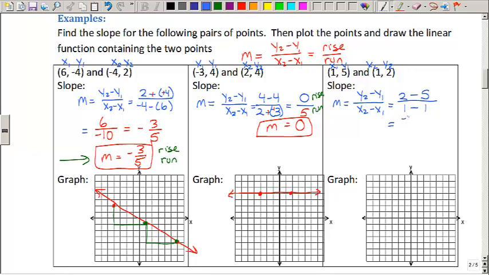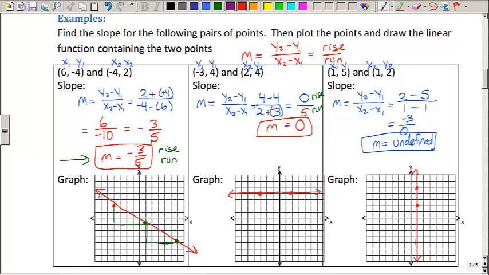2 minus 5 is a -3. 1 minus 1 is 0. -3 divided by 0 is an undefined number. We cannot ever divide by 0, so I have an undefined slope. Next, it asks me to plot the points. (1, 5) and (1, 2). And when I connect these points with a line, I'm getting a vertical line.